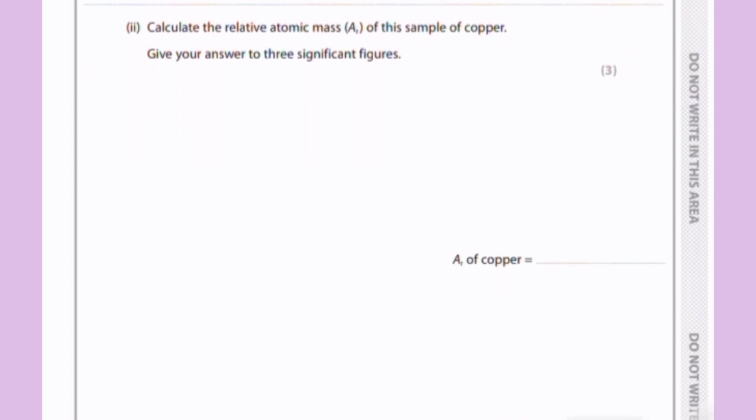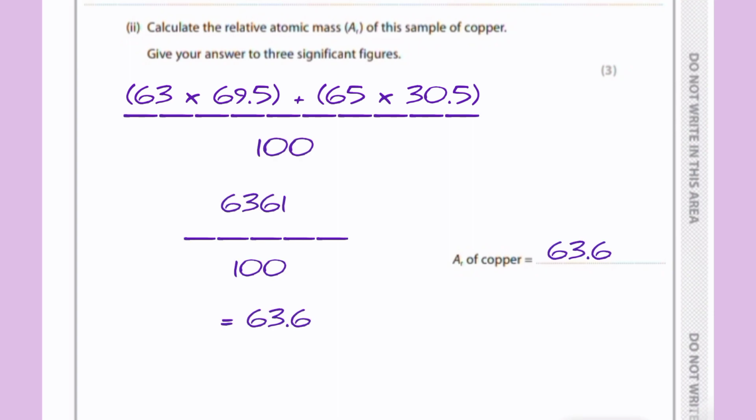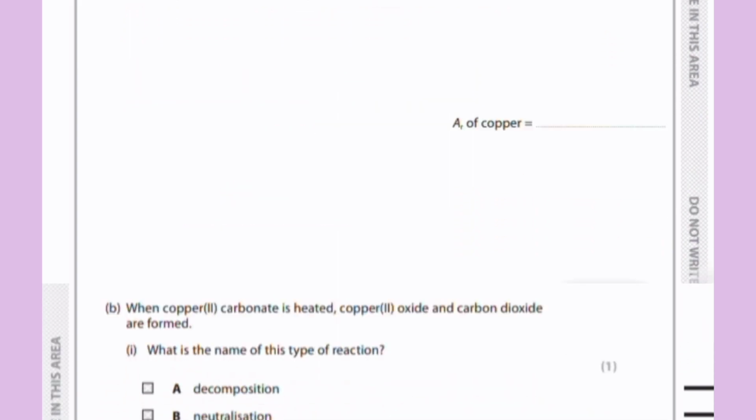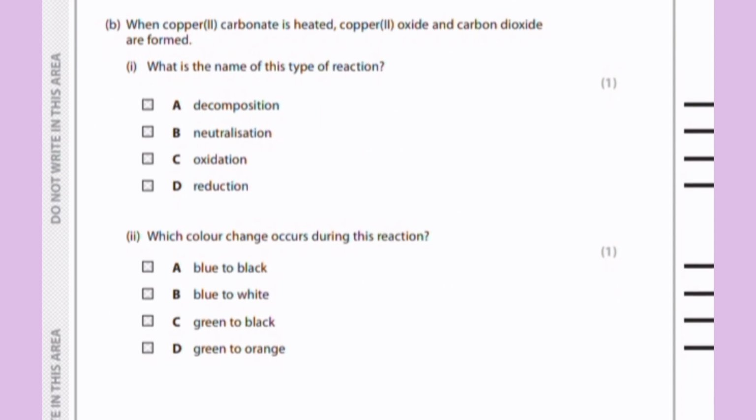Part 2. Calculate the relative atomic mass, Ar, of this sample of copper. Give your answer to three significant figures. Firstly, we have to multiply the relative abundance of each isotope by its mass number. So first we will do 63 multiplied by 69.5 and 65 multiplied by 30.5. Then we will add both of these values and divide by 100, which gives us a value of 63.6. B. When copper(II) carbonate is heated, copper(II) oxide and carbon dioxide are formed.